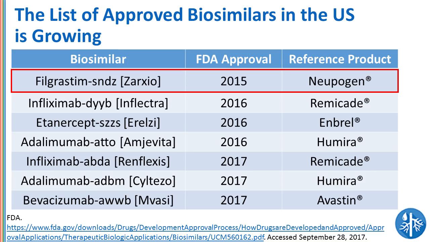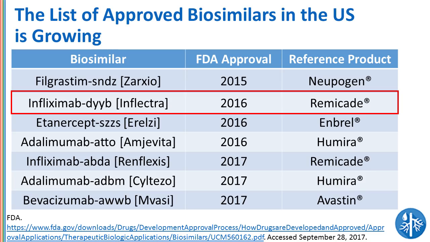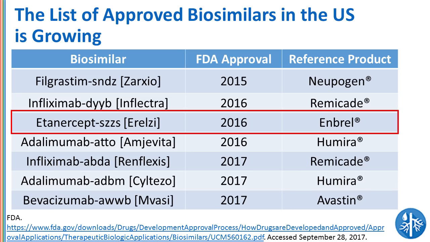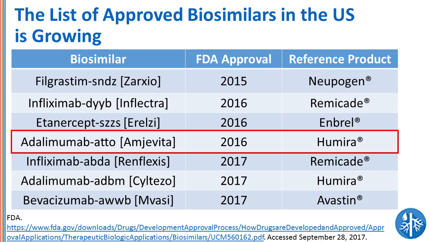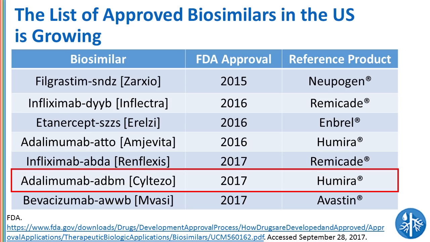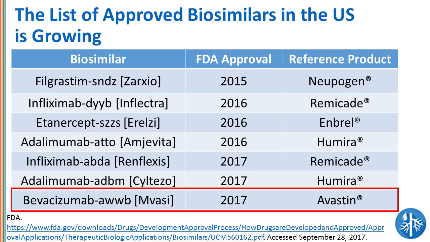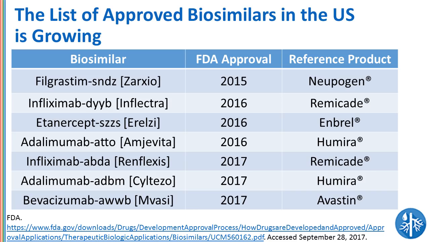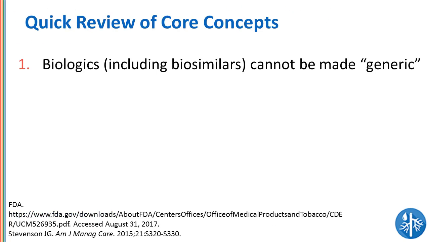But as of today, we have these biosimilars available, or at least approved for us, and they include drugs like Filgrastim-Sndz, Zarxio, which is similar to Neupogen; Infliximab, similar to Remicade; Etanercept, similar to Enbrel; Adalimumab-atto, which is similar to Humira; Infliximab-abda, Remicade; Adalimumab-adbm, which is Humira again; and then most recently Bevacizumab-awwb, which is Avastin. So I'm sure you're all familiar with the reference products, and as you can see, we'll talk about naming, but the names of the biosimilars are listed here along with their years of FDA approval, and expect this list to grow quite quickly.